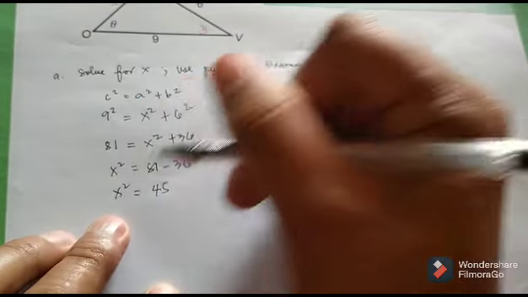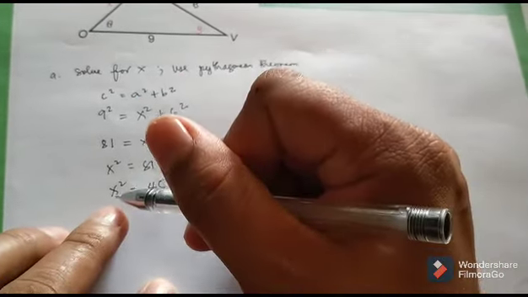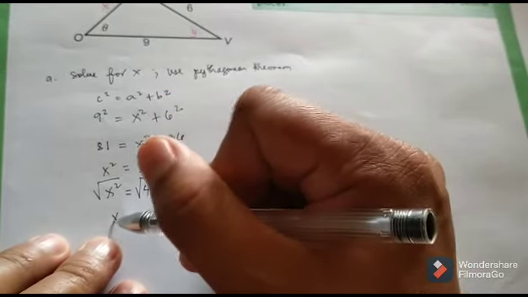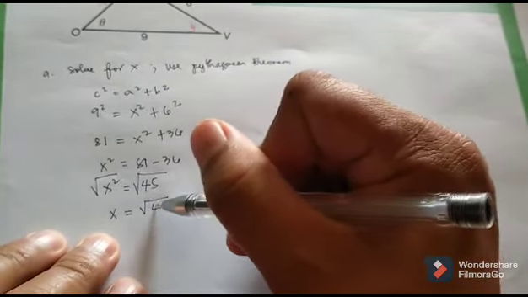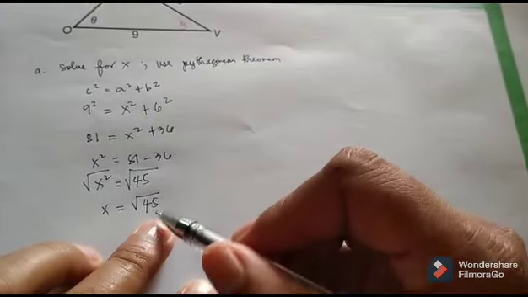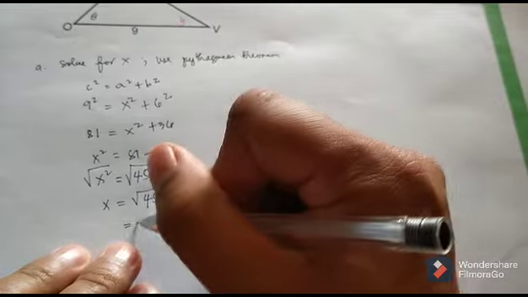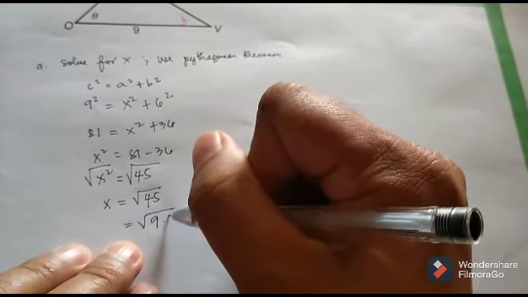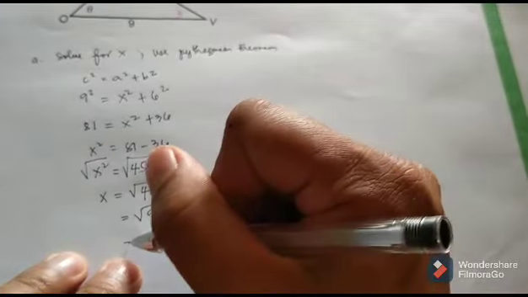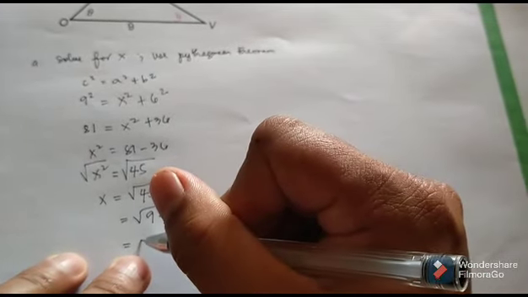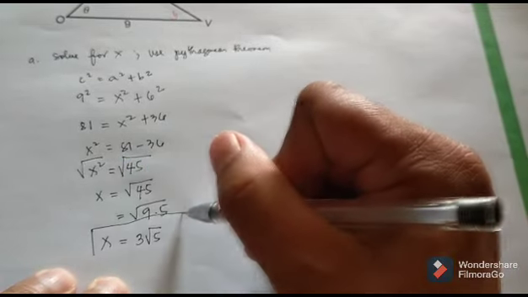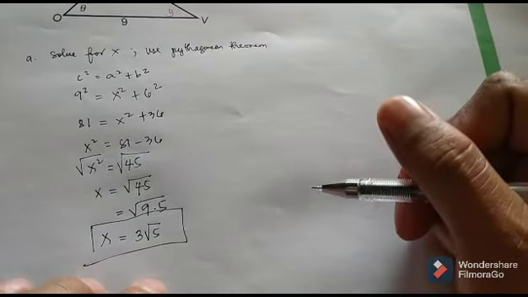So x squared. We're looking for the value of x alone, so take the square root. You would have x is equal to the square root of 45. But still, we can simplify that one. That is 9 times 5, and 9 is a perfect square. So you would have the square root of 9, that is 3, times the square root of 5. So x is equal to 3 square root of 5.